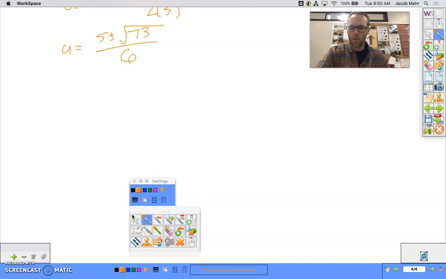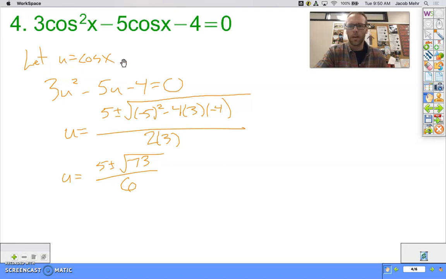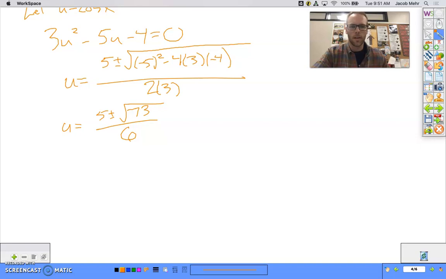There we go. Okay, so have we solved the equation? No, we solved for what u is equal to. And recall here that u is the cosine of x. That's what we just replaced the cosine of x with, so it looked more like a quadratic. So really this tells us two different things. It tells us the cosine of x equals 5 plus the square root of 73 over 6, or the cosine of x equals 5 minus root 73 over 6.